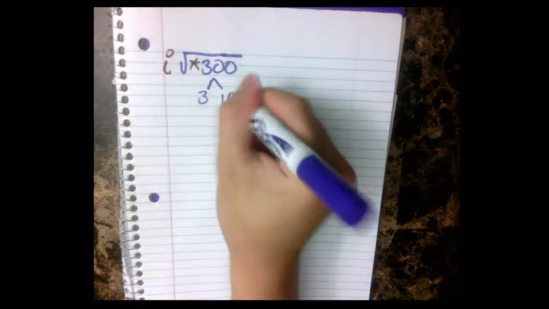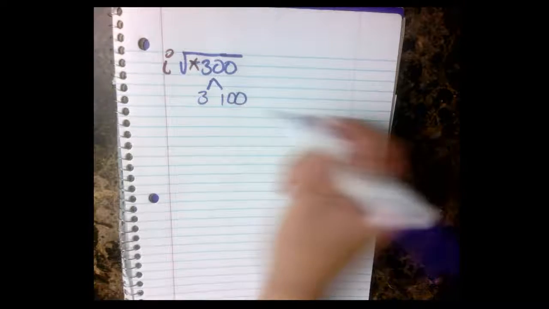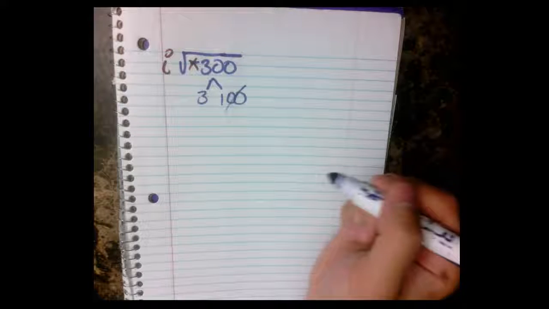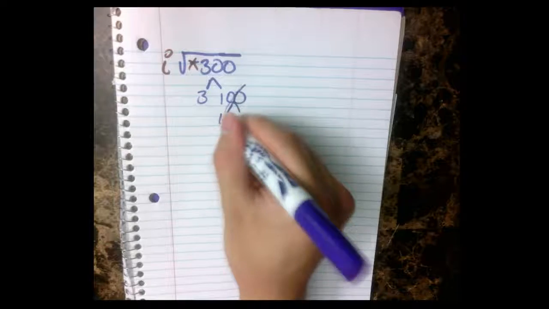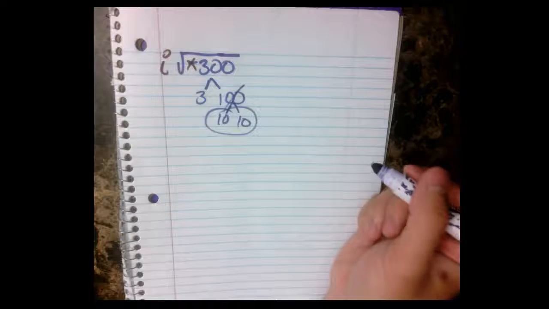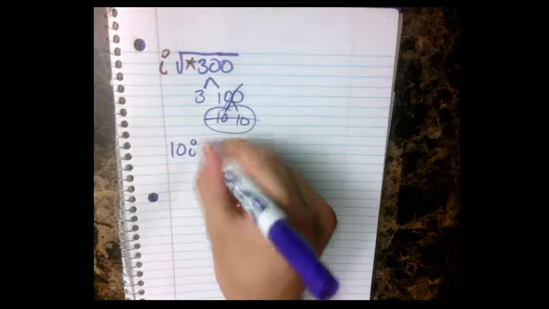Let's go ahead and break down positive 300. 3 times 100. And I told you guys earlier that I know the square root of 100. What is the square root of 100? It's 10. So I don't even have to bother going any further in the problem. I know that that breaks down into 10 and 10. There's my pair of numbers. And then you would pull out 10, don't forget your i, the square root of 3.